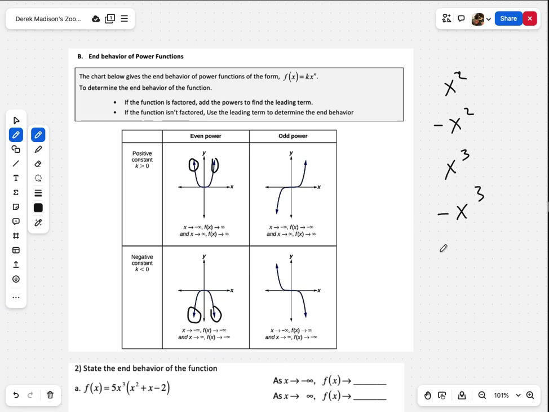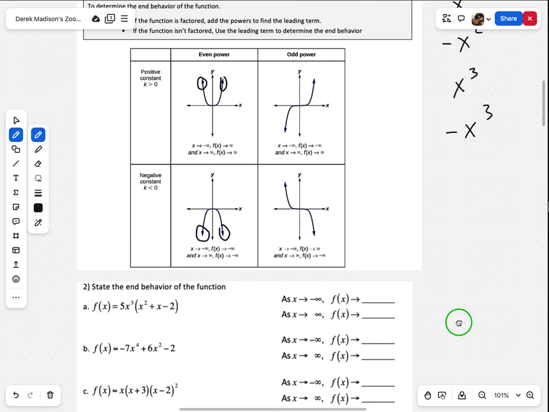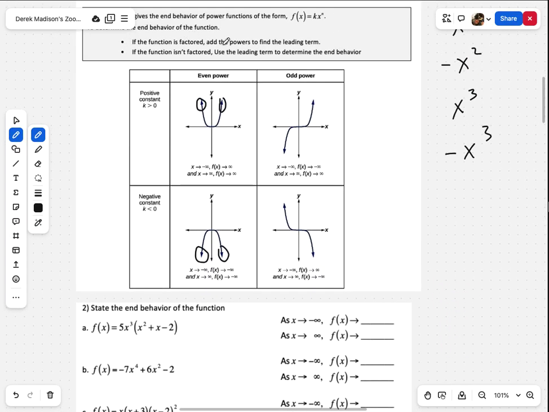It depends on the form, and we'll see that down here. If the function is factored, we have to add together the powers to find the leading term. So 5x cubed down here is not the leading term, because if I multiplied that, I would get 5x to the 5th. And then that would be my leading term. So you have to add together the powers of x's, or kind of think about if you multiplied it out, what would that be leading as?